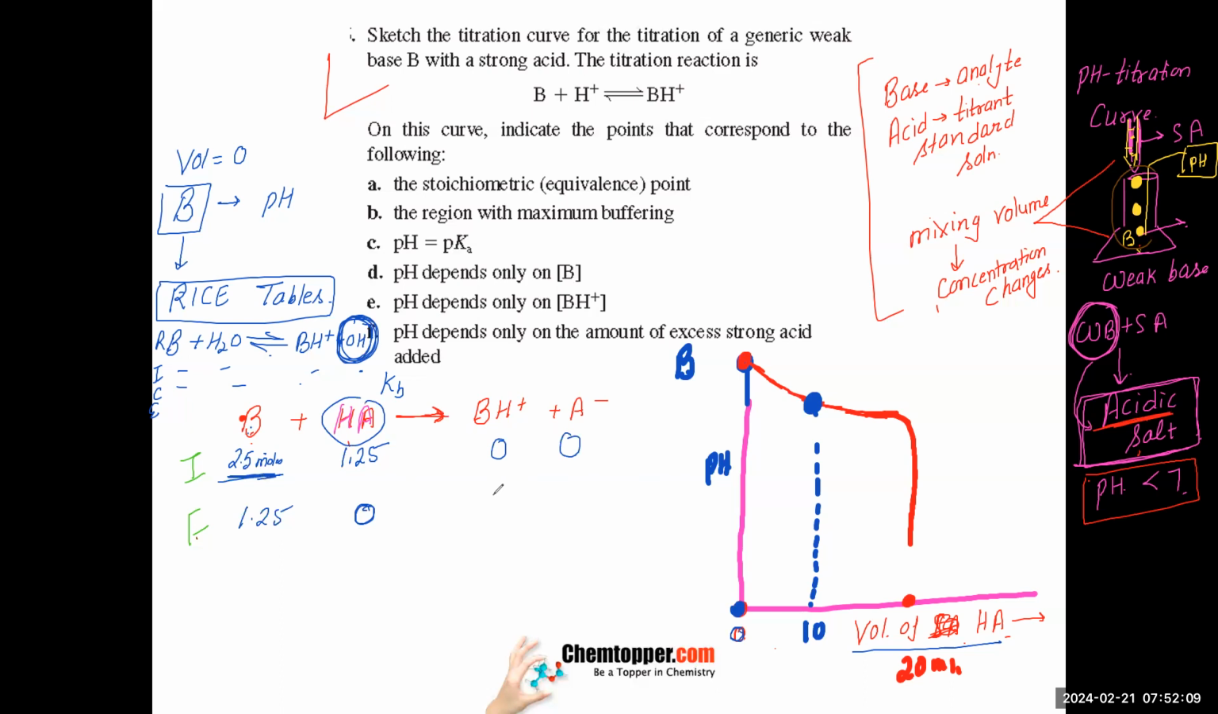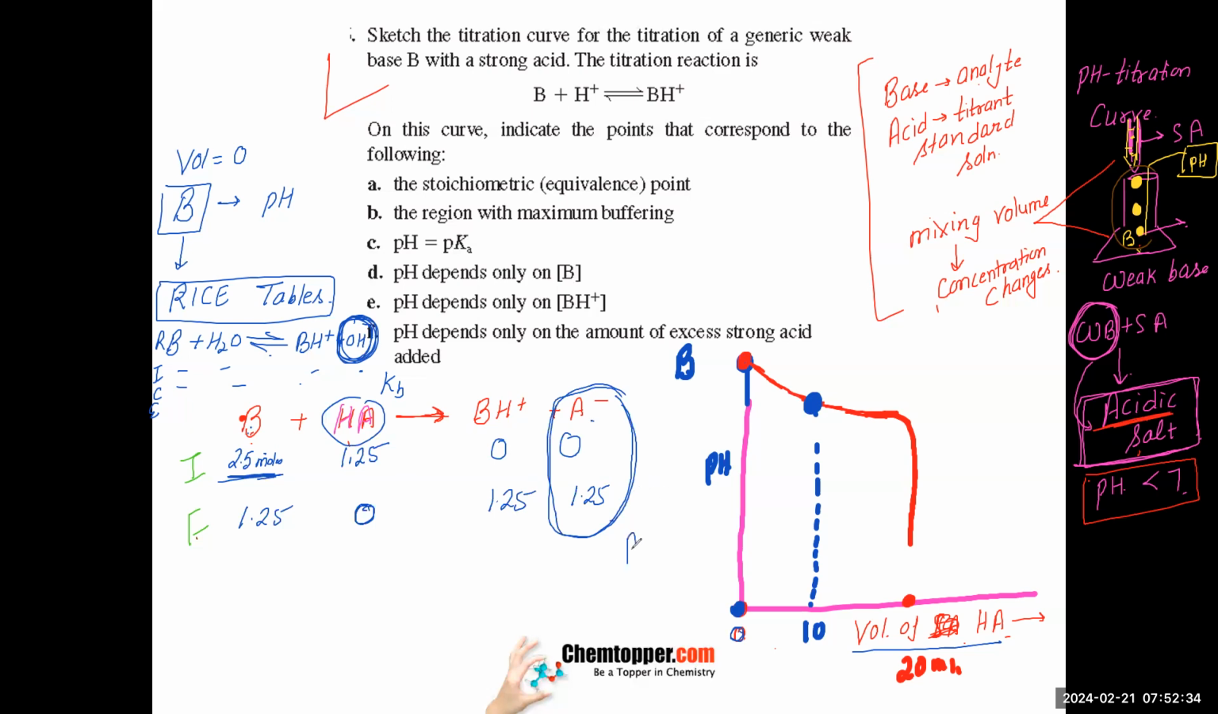BH plus formed? Yes, 1.25. How much A minus? Afan? 1.25. Are you interested in A minus, Afan? Are you interested or we can ignore it? Yes, children. Should I worry about A minus amount?